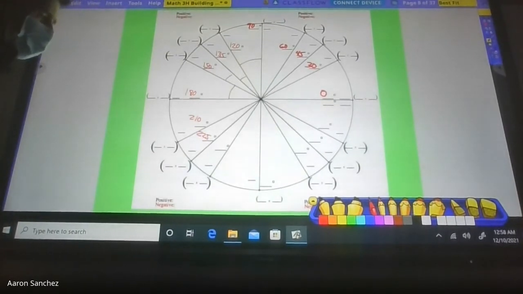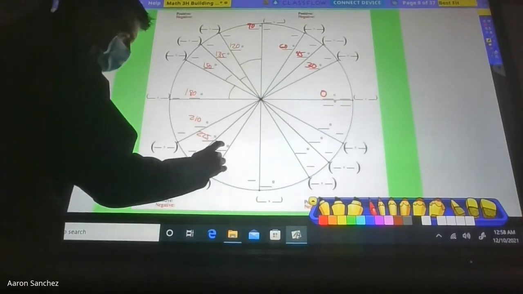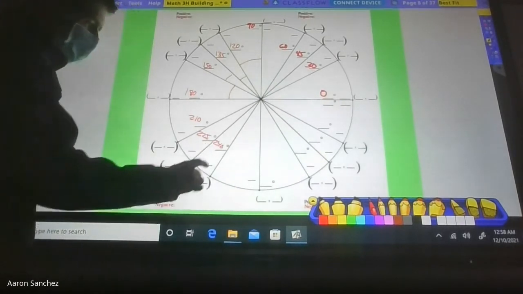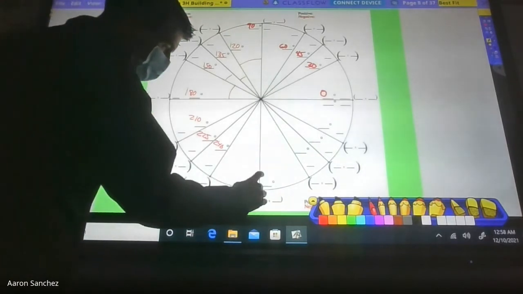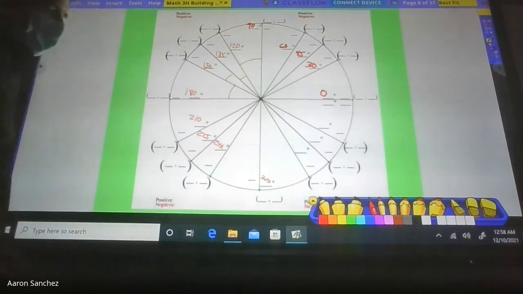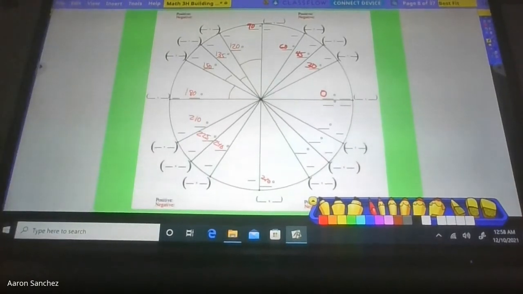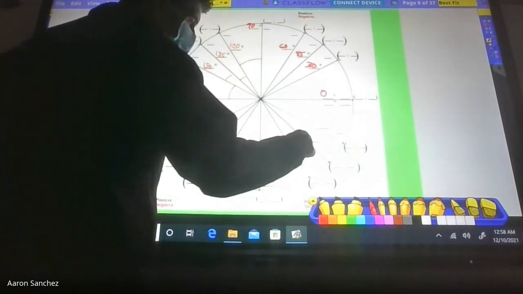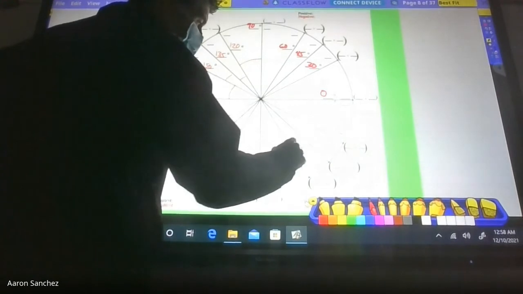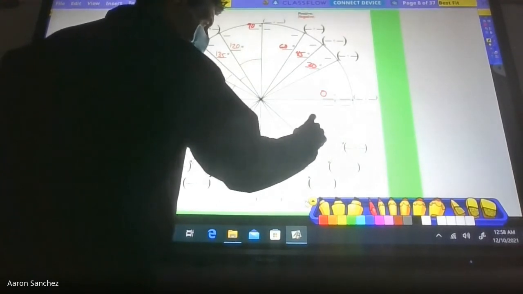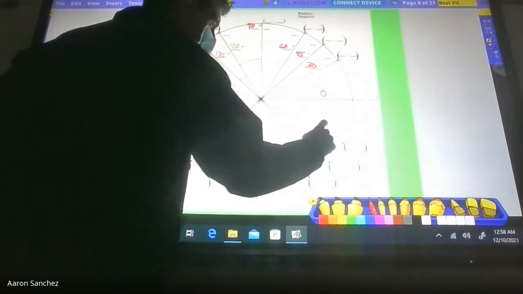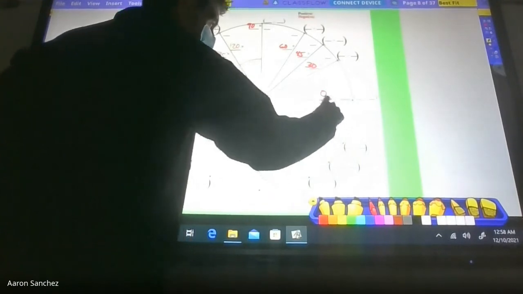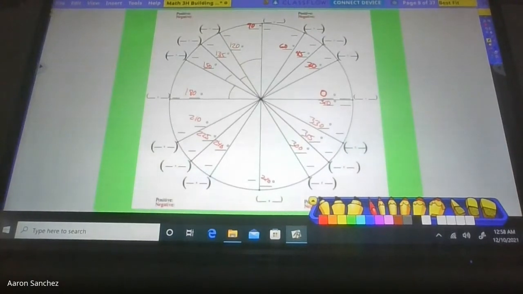Okay, add 15. We got 240. And then add 30. We got 270. Then we add 30. Am I going too fast? You guys are probably doing this on your own. 300. Then we add 15. 315. Then we add 15, 330, and then we add 30. What do we got? Lo and behold, 360 degrees. Boom. So fun. That was no problemo.